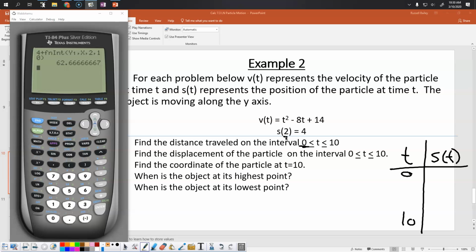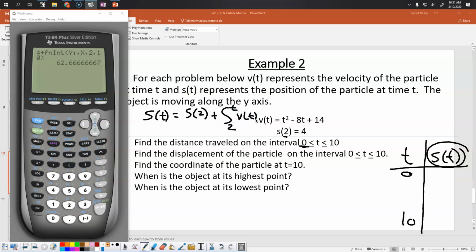They're called the critical values. And critical values are where your, not your y values, where your derivative values equal 0, right? So what is S of t? S of t is equal to the starting point, plus the displacement from 2 to whatever you want, right?